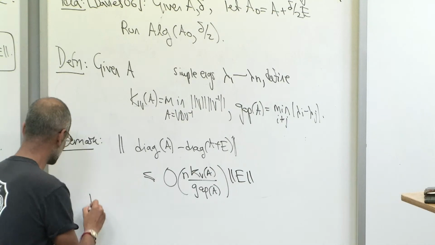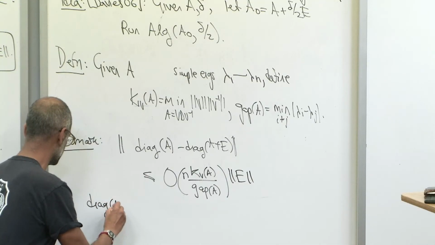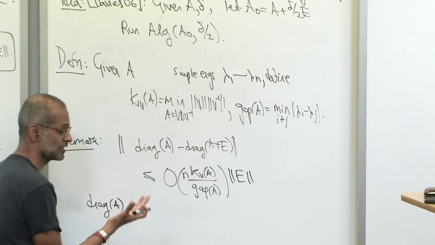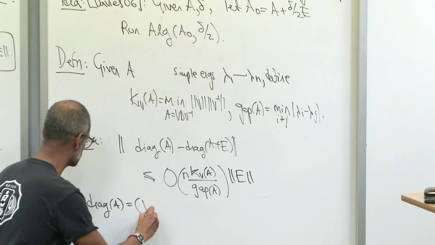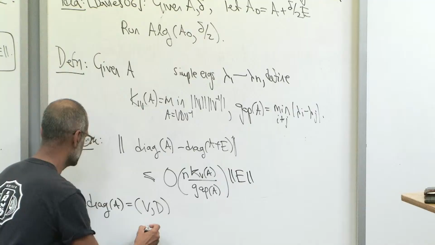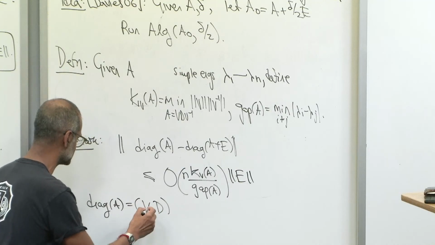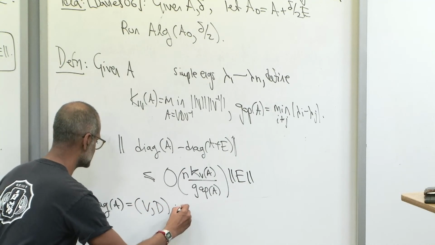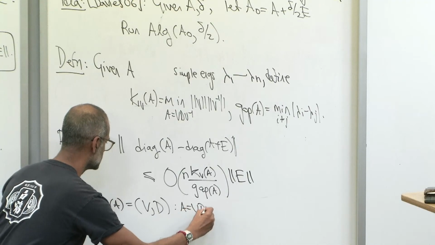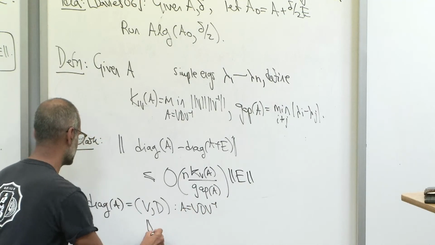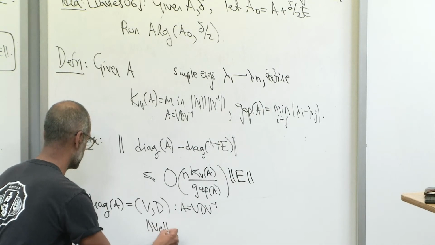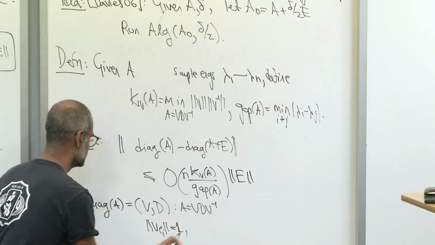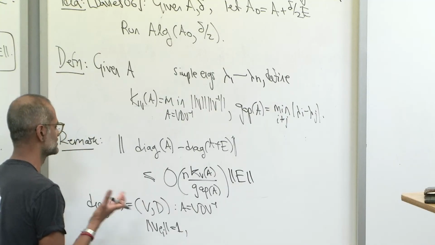Okay, so let's define diag of A. So assume A is diagonalizable. Actually, assume A has simple eigenvalues. Diag of A is just a tuple V comma D, where this is not unique. Let's say V has columns of norm 1, and you need some way to normalize the phase.